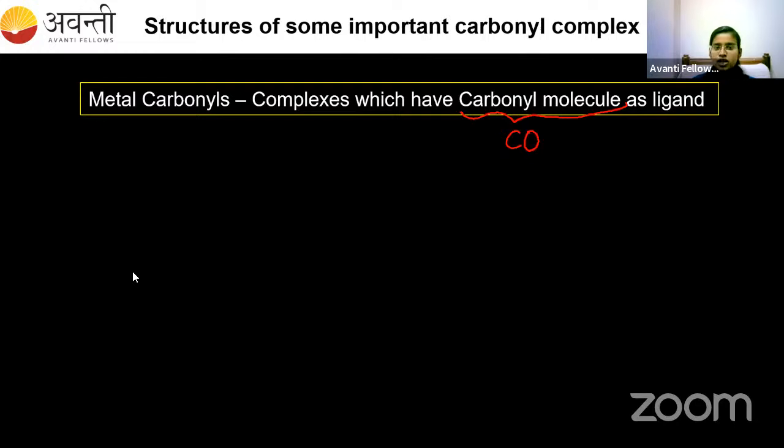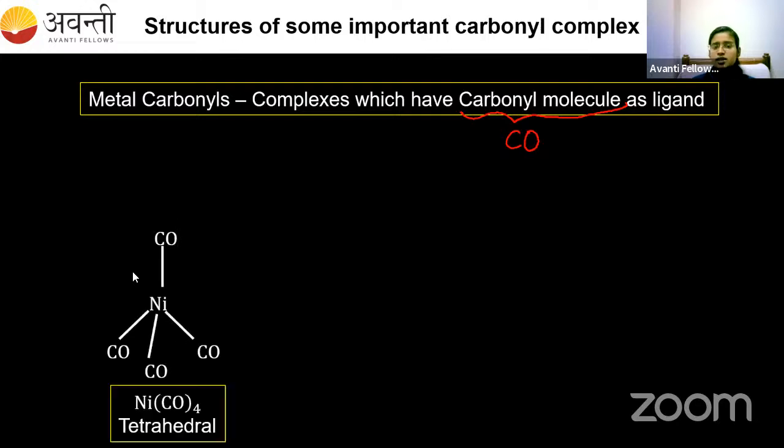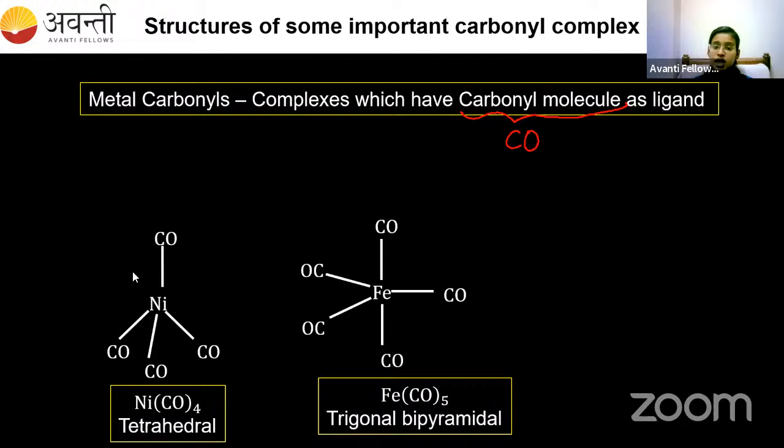First I will go for the metal as nickel. So nickel carbonyl, nickel tetracarbonyl, which is tetrahedral in structure. And then I will take one iron complex, Fe(CO)5, iron pentacarbonyl. It is trigonal bipyramidal in geometry. So this is trigonal. And if I connect all the three to the above CO, I will get one pyramid. And if I connect all the three which are there on the plane to the below CO, I will get another pyramid. So it is trigonal bipyramidal in structure.